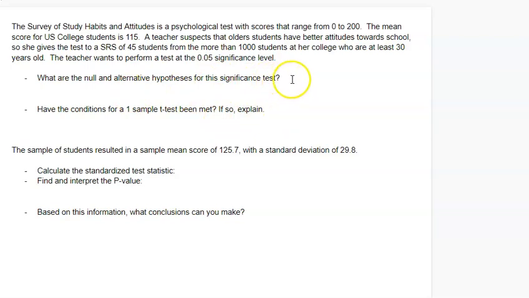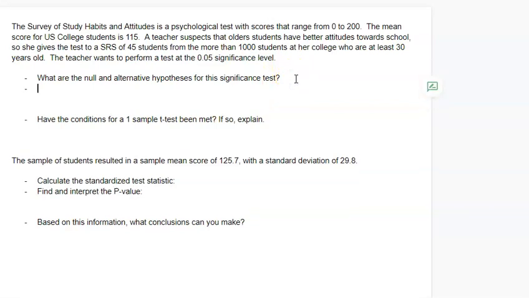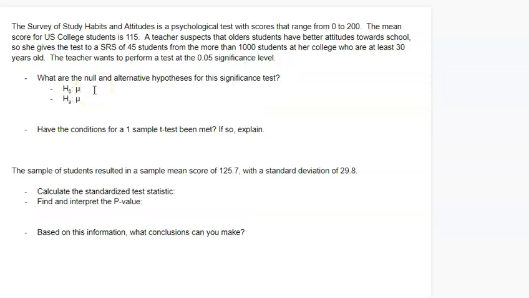So first, what are the null and alternative hypotheses for the significance test? We know for the null and alternative hypotheses, we're making predictions about the population mean, right? And the population is older college students, right? Students who are 30 years old or more.